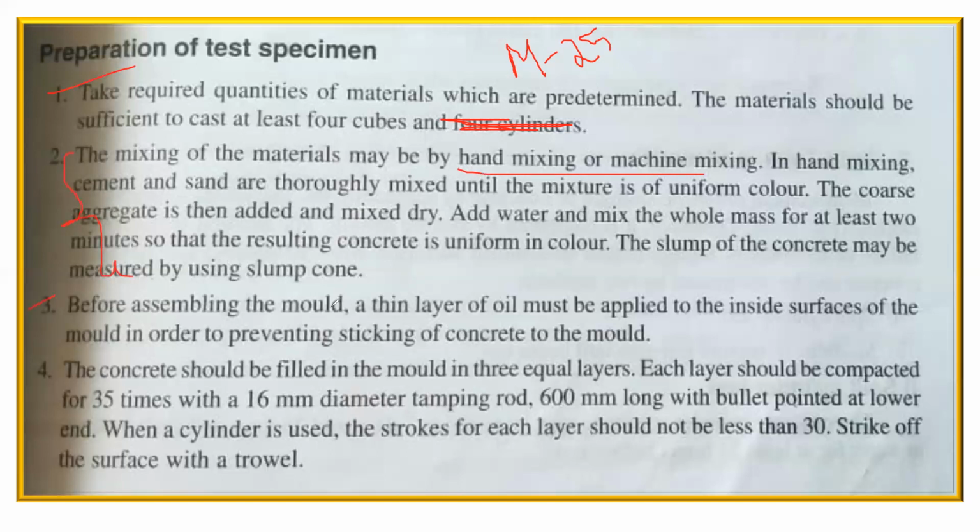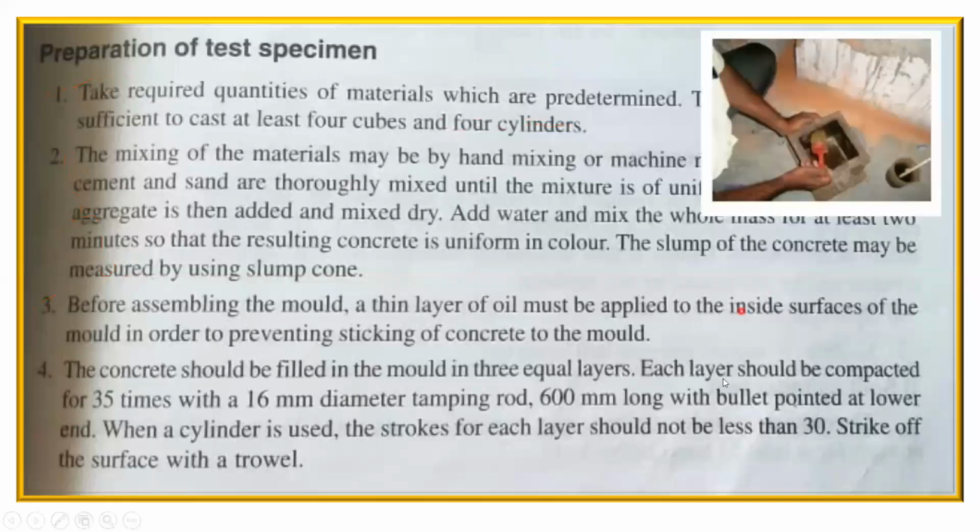Before assembling the mold, a thin layer of oil must be applied to the inside surface of the mold in order to prevent the sticking of concrete to the mold, right? So we apply the oil so that when you demold after 24 hours, you'll find it easy to take the concrete cube out. Otherwise, if you don't put the oil here, the steel mold and the concrete will have a good bonding between them. As a result, you'll find it very difficult to take out. So in order to stop that bonding, we apply this oil.